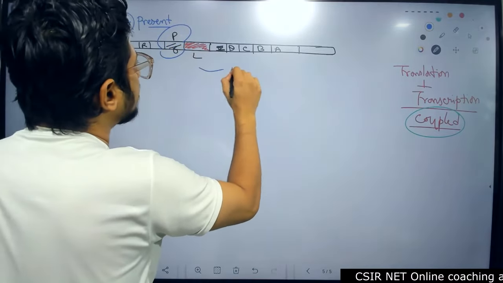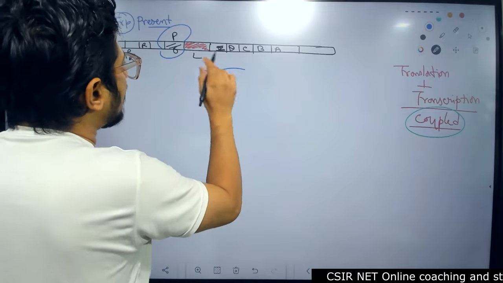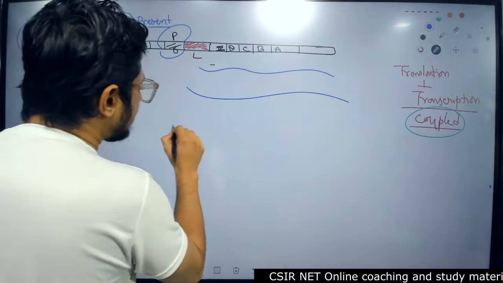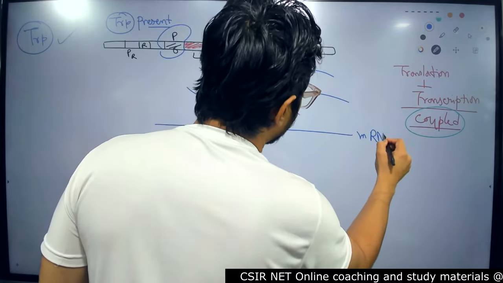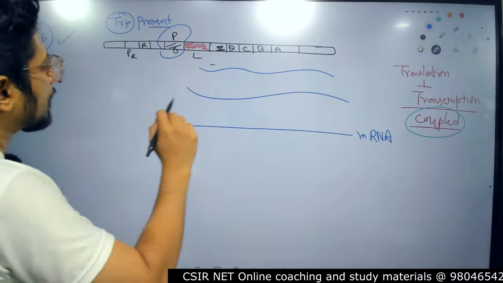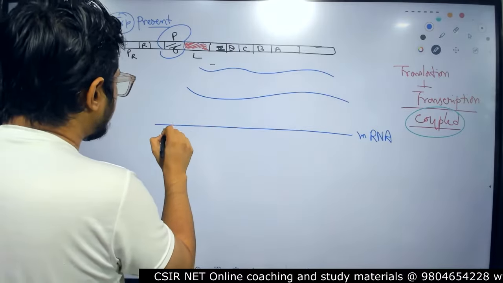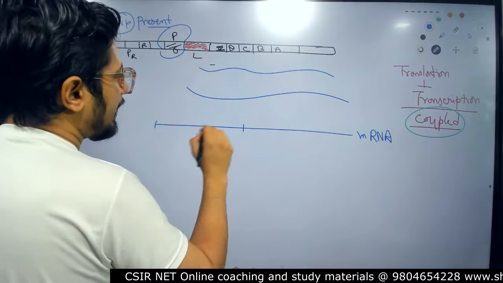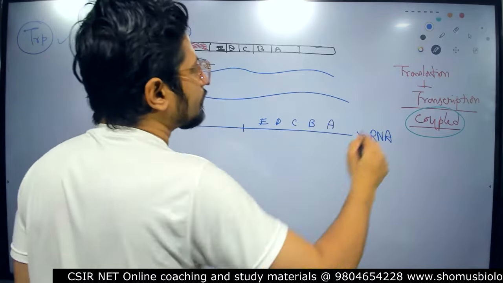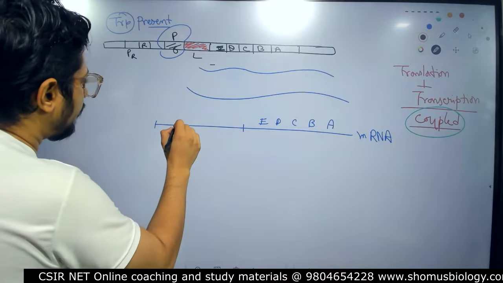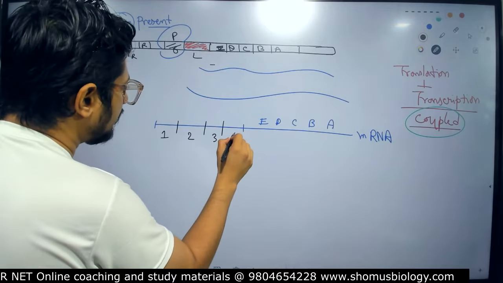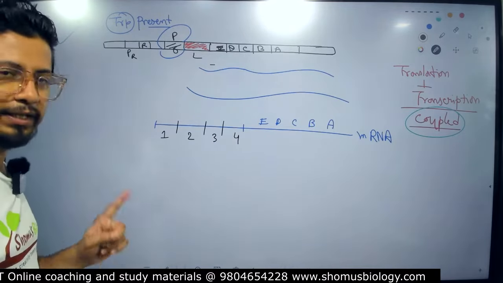So at this moment, the polymerase binds and starts to transcribe. Let's imagine this is the mRNA. From DNA, now we are looking at the structure of mRNA. In this mRNA, they produce a leader sequence, and let's say this is the leader sequence, and the rest of them are E, D, C, B, A. Now in this leader sequence, we have 4 different individual sections: 1, 2, 3, 4.